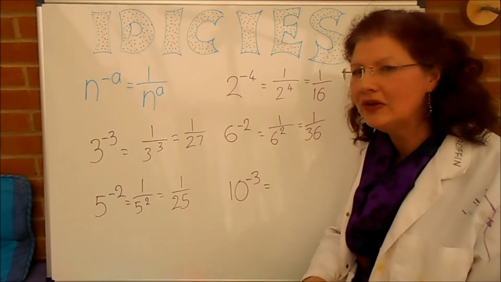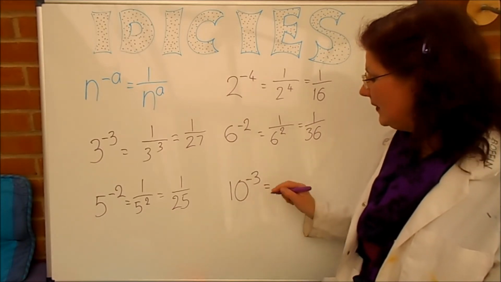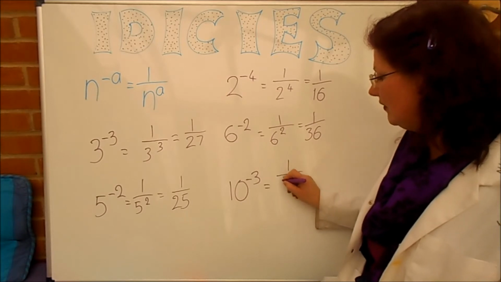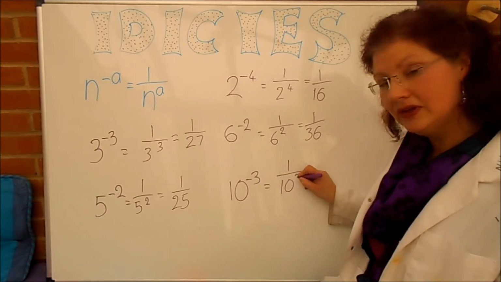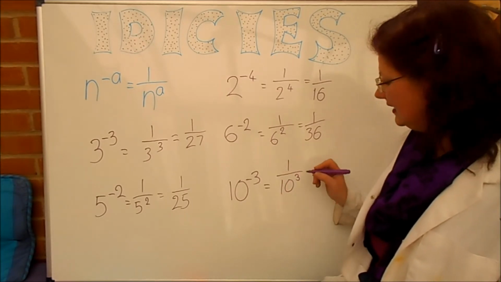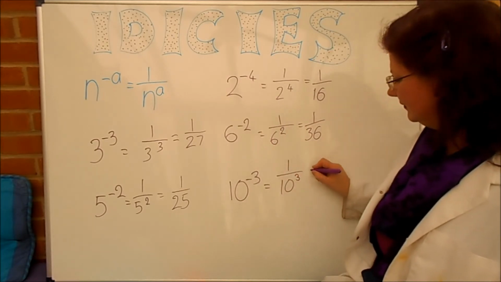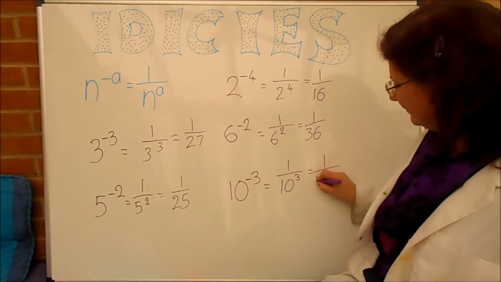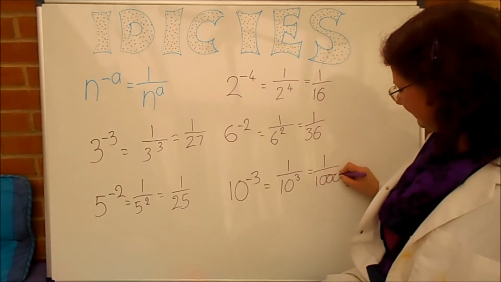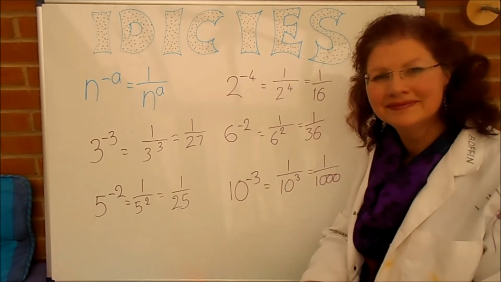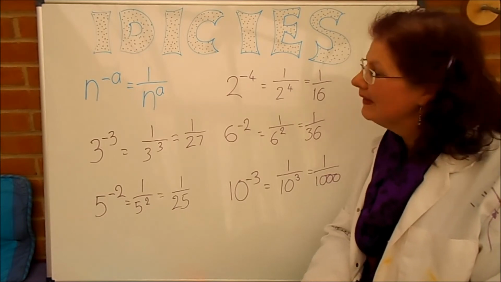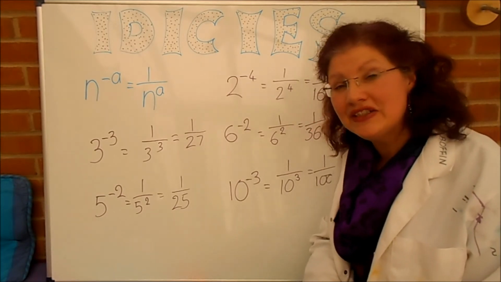Finally down here we've got 10 to the power negative 3. Again, powers of 10 are quite useful ones. 10 to the power negative 3 is equal to 1 over 10 to the power normal 3. 10 to the power normal 3: 10, 100, 1000. Okay with that? Good.